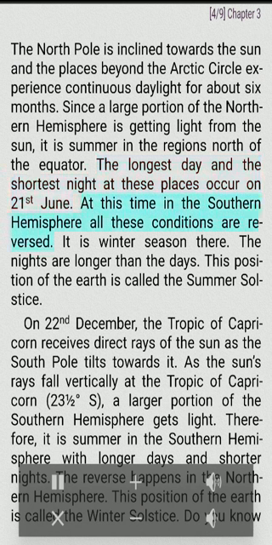At this time in the southern hemisphere all these conditions are reversed. It is winter season there. The nights are longer than the days. This position of the Earth is called the summer solstice.